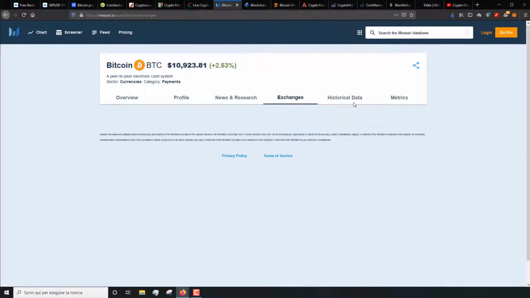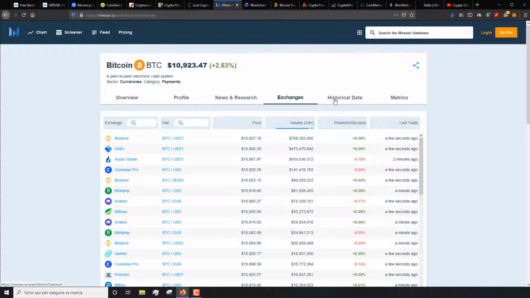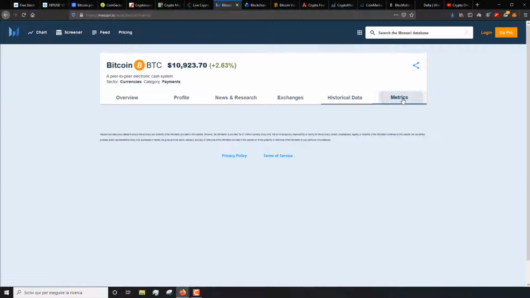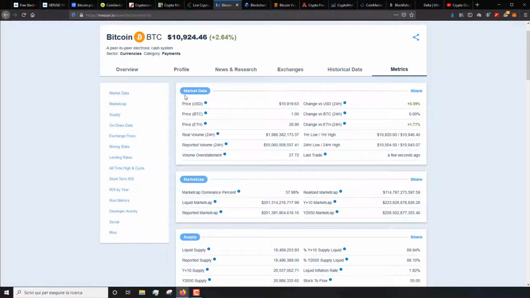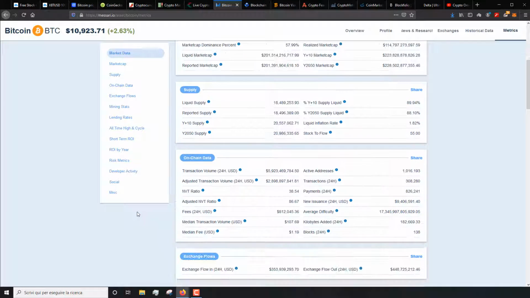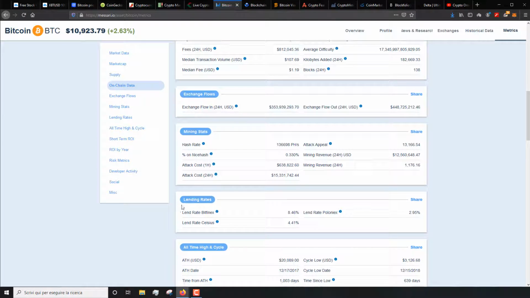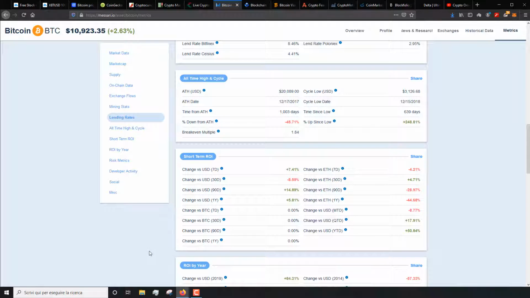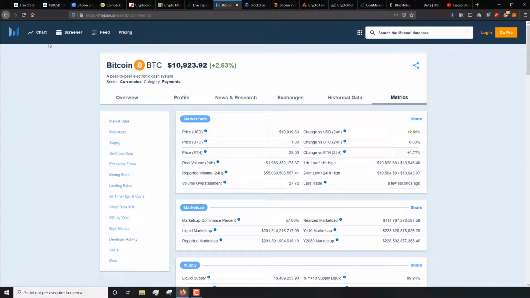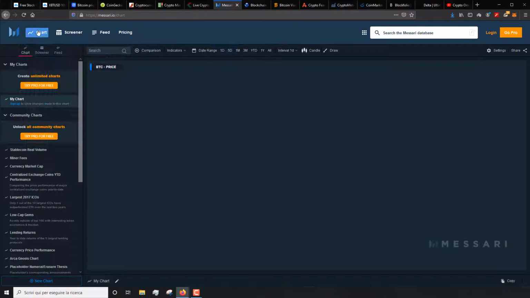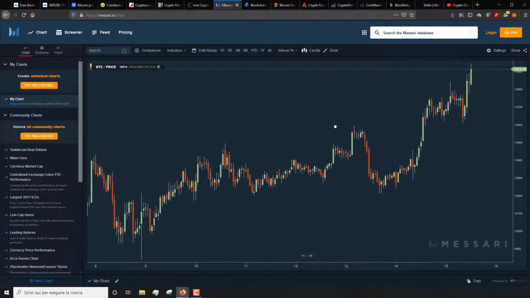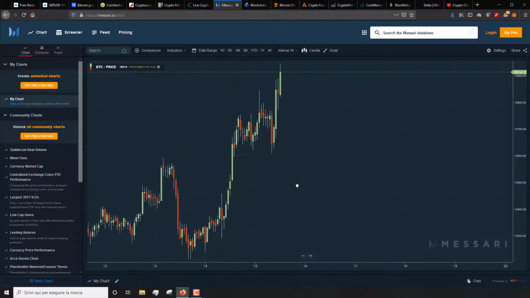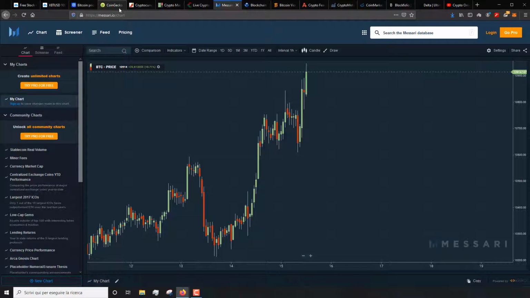You have exchanges where BTC is listed, historical data, and metrics. Here you can see market data, market cap, supply, on-chain data, exchange flows, mining stats, lending rates, all-time high and cycle, short-term ROI for, of course, every crypto. That's also a super cool website. And again, here you can also see charts. You have the chart here. Of course, it's 10 times better than a chart on CoinMarketCap, CoinGecko, CoinPaprika, whatever. But when I want to look at charts, I basically go over to TradingView.